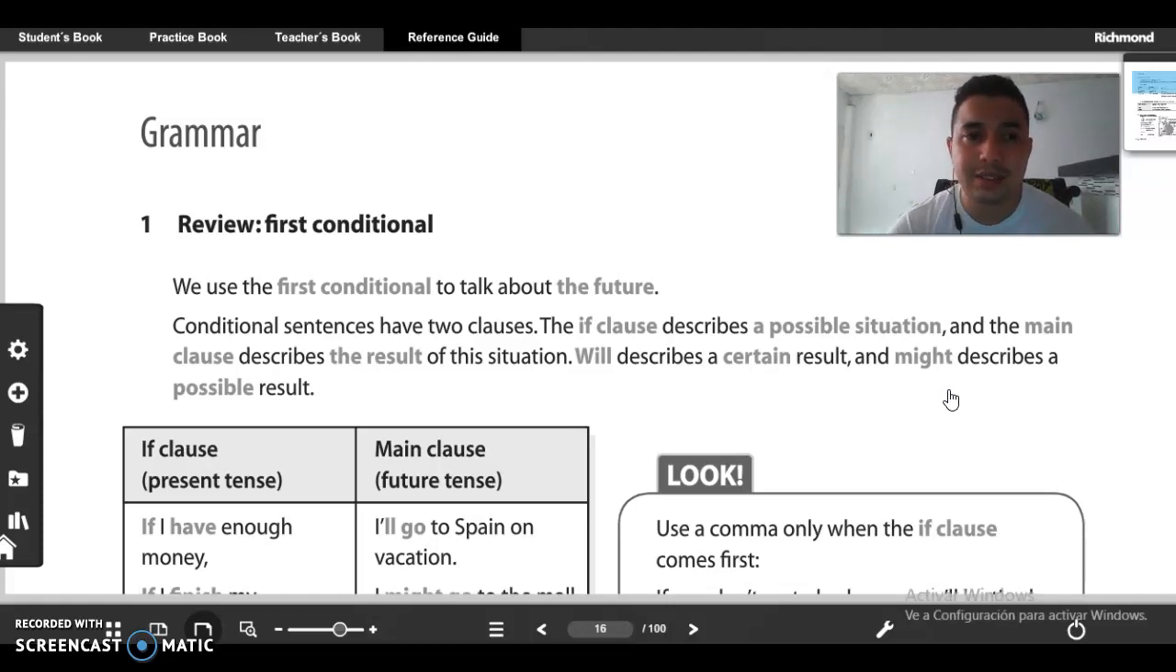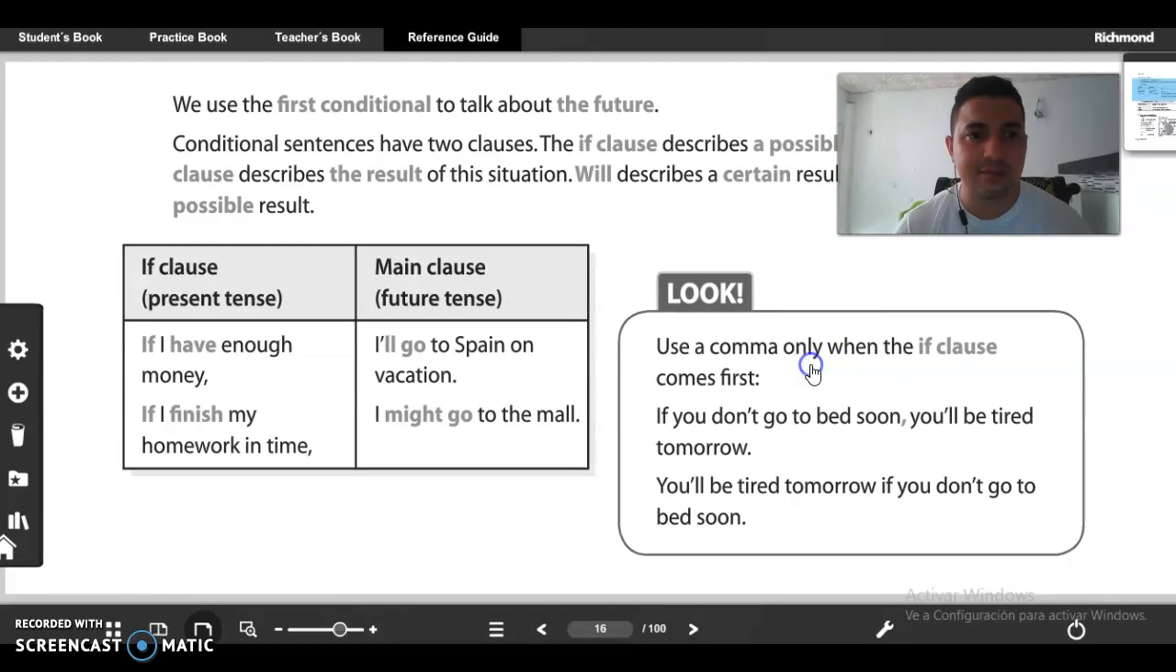In the first conditional, we have a combination between two tenses. We have present simple in the if clause and future with will in the main clause. In this part we have some examples. For example, in this one we have: if I have enough money, I'll go to Spain on vacation.